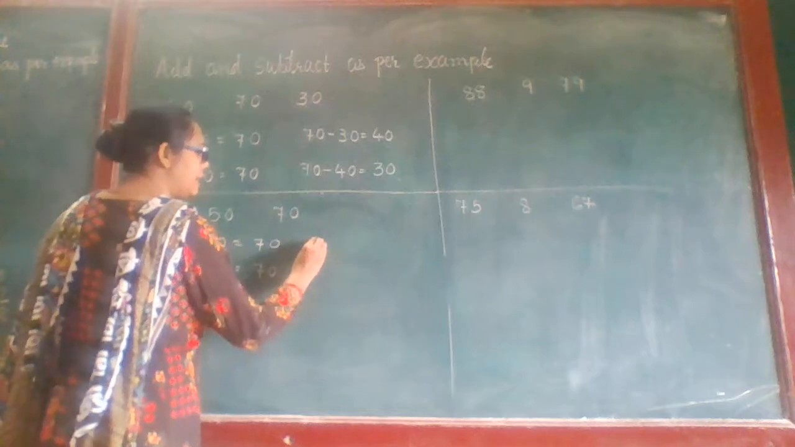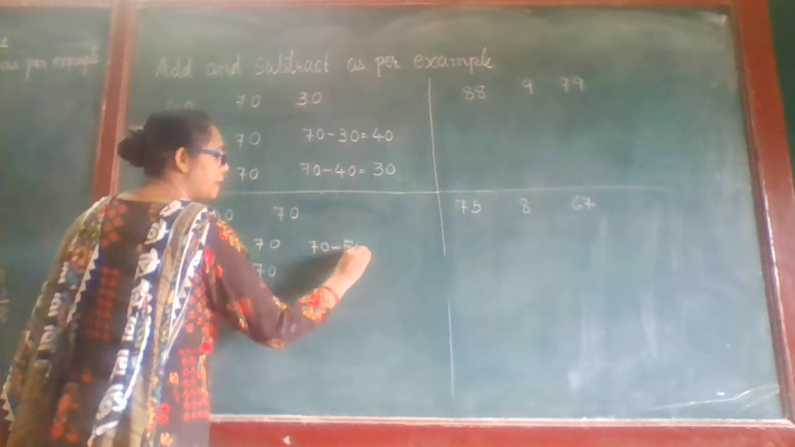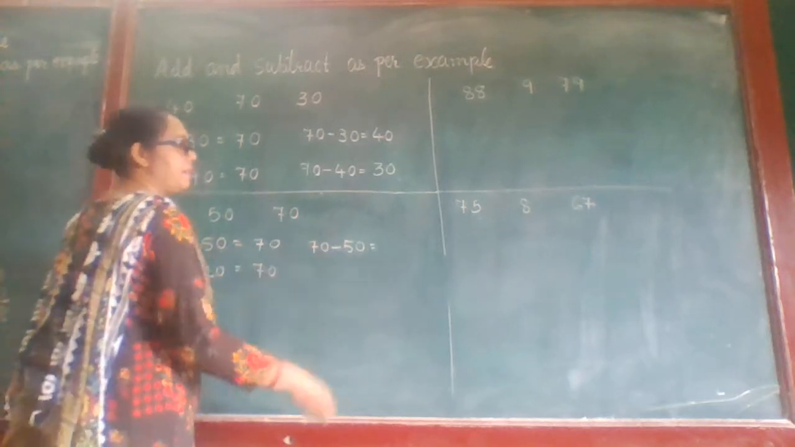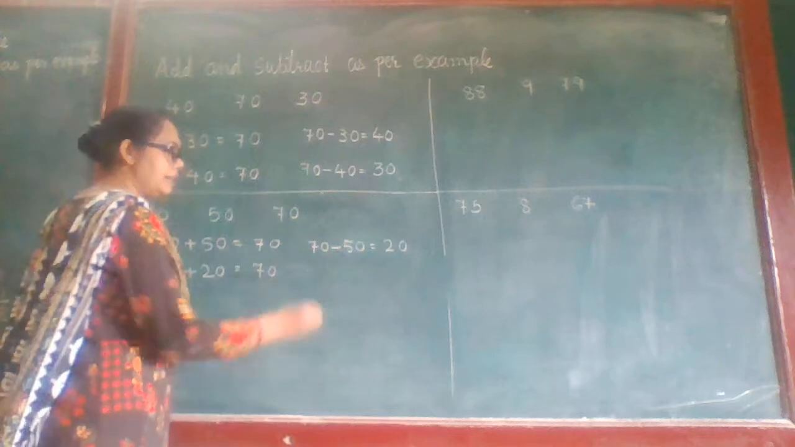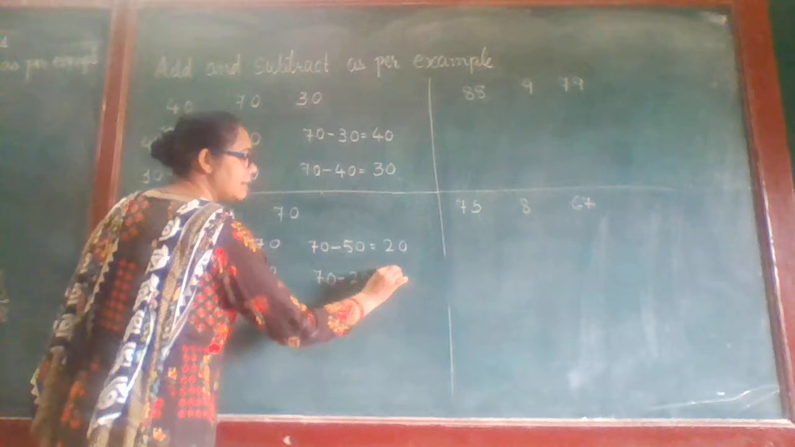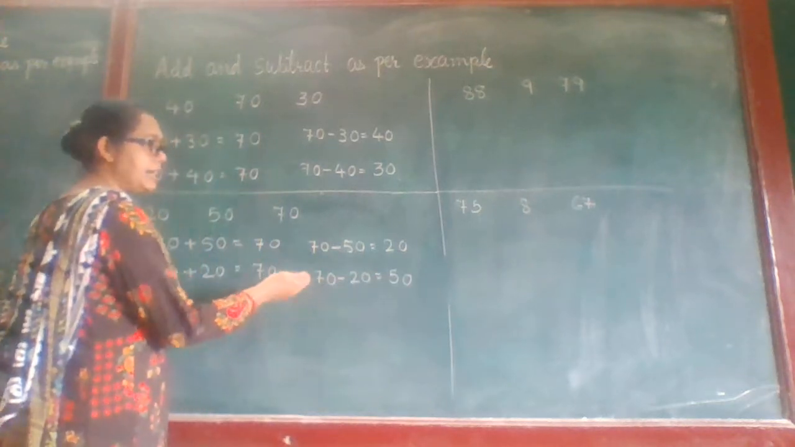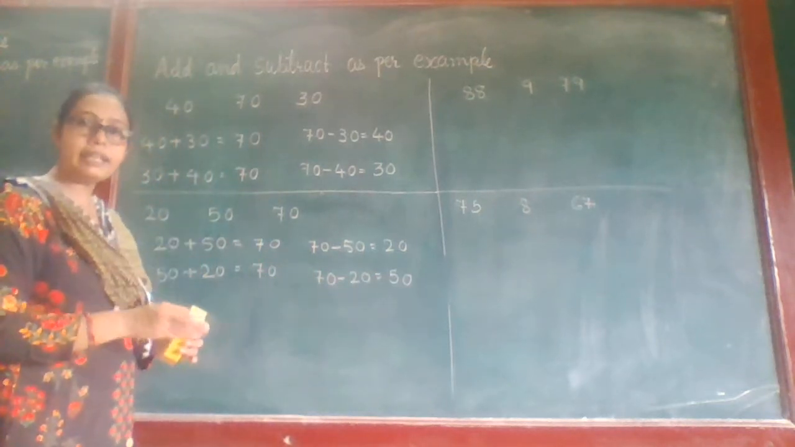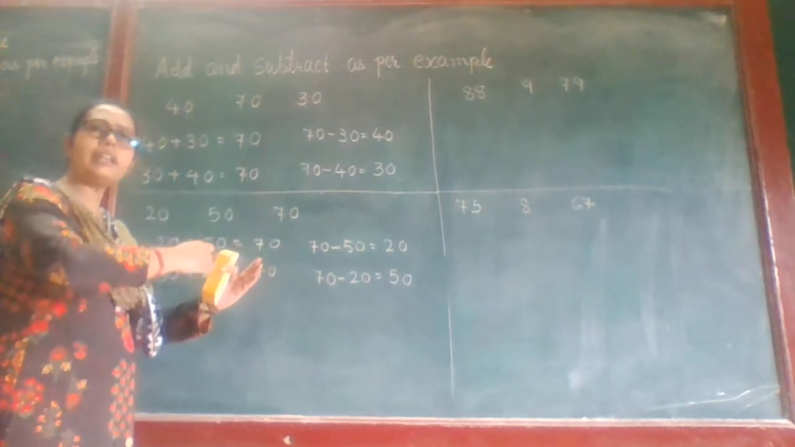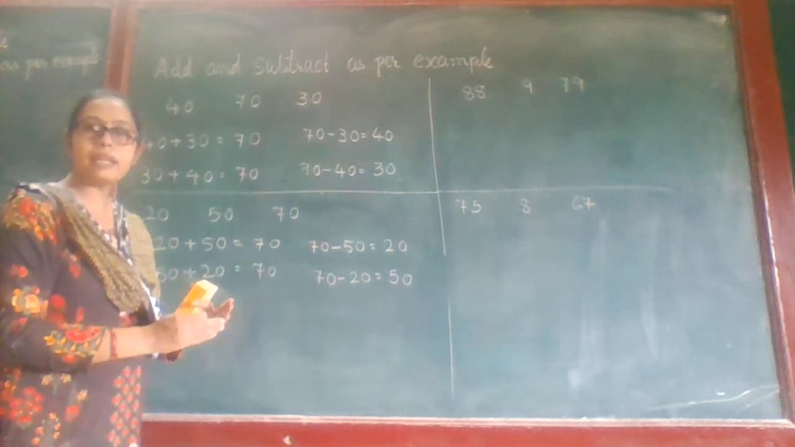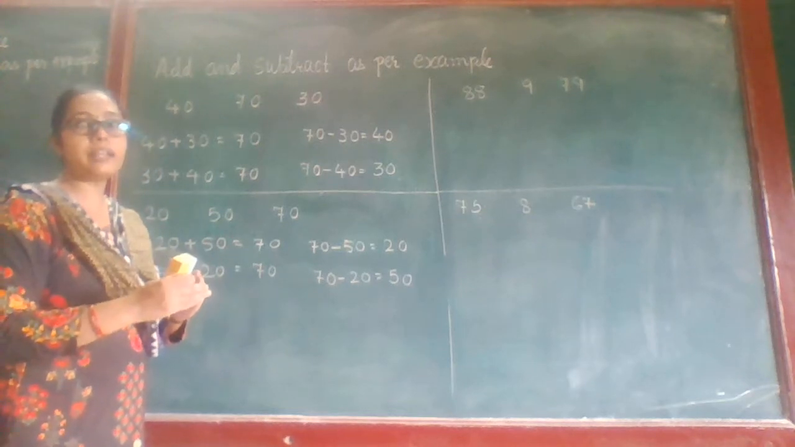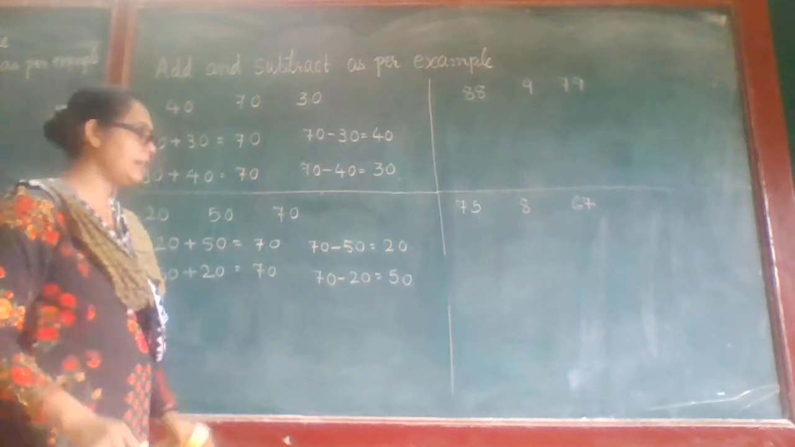Now from this 70, I subtract 50. Okay, so 70 minus 50 we get 20. Now I subtract 20 from 70. 70 minus 20 we get 50. Because in 70, what is there? In 70, 20 and 50 both are there. So from 70 we remove 50, only 20 remains. And suppose from 70 I remove 20, so only 50 remains.